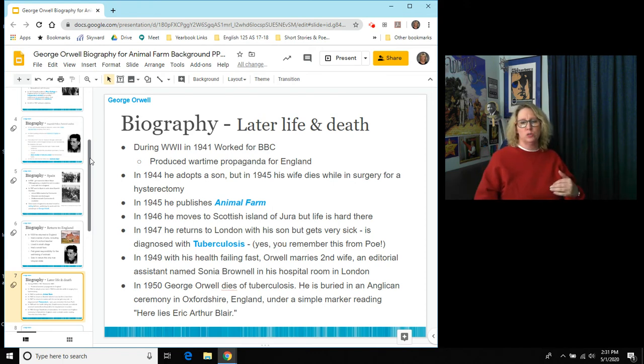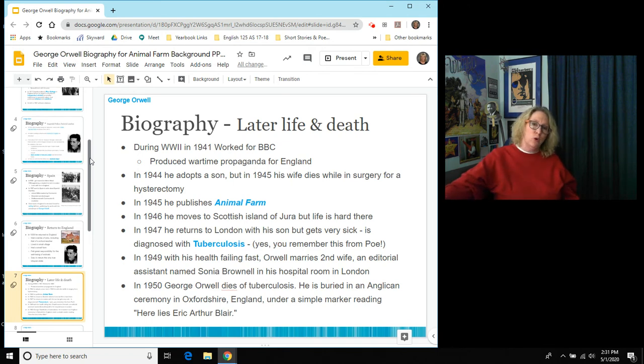But during World War II, he worked for the British Broadcasting Company, the BBC. He was producing some wartime propaganda. And in 1944, he adopted a son. But only a year later, his wife, who had gone in for a surgery for a hysterectomy, died on the surgery table. It was very tragic for him. Well, along that time, he wrote the novel Animal Farm. This was 1945. That was right in the thick of all of this turmoil happening in the world.